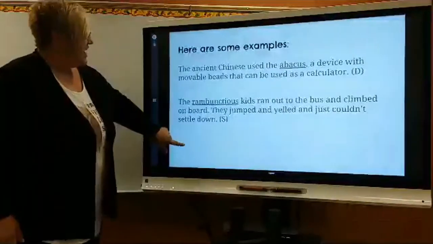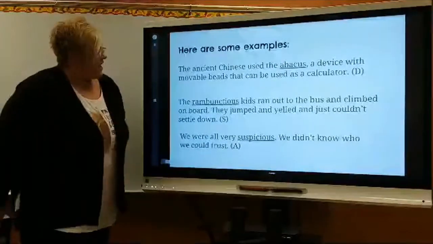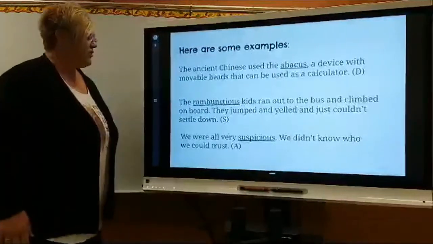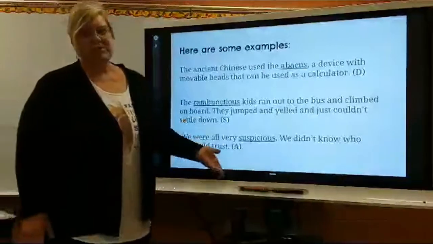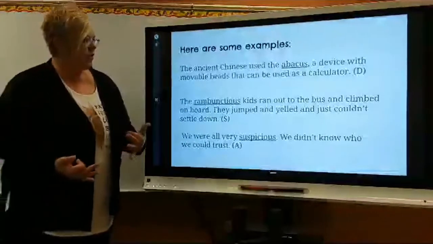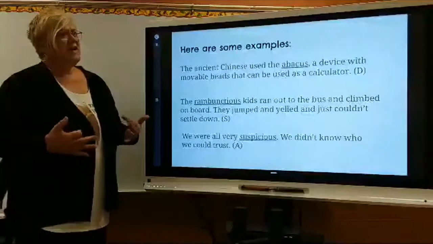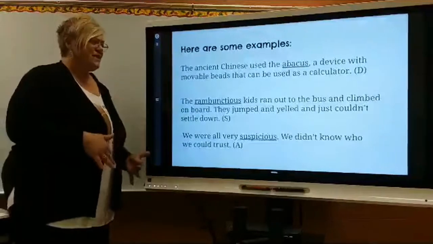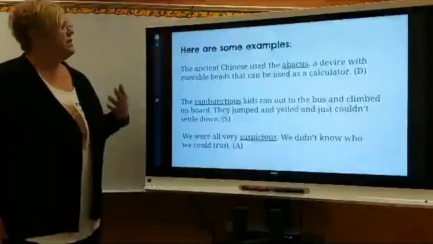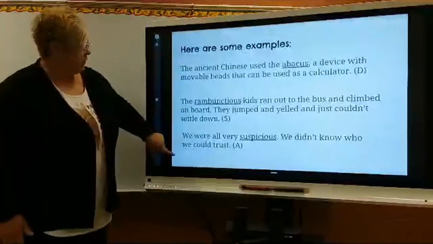All right, and another example that we could use today: we were all very suspicious. We didn't know who we could trust. Okay, so this is an example of suspicious using the antonym of that particular word. If we don't know who we can trust, then that means that we are not ready to trust that person. So suspicious means someone that we cannot trust, to have a better understanding of what that word means.